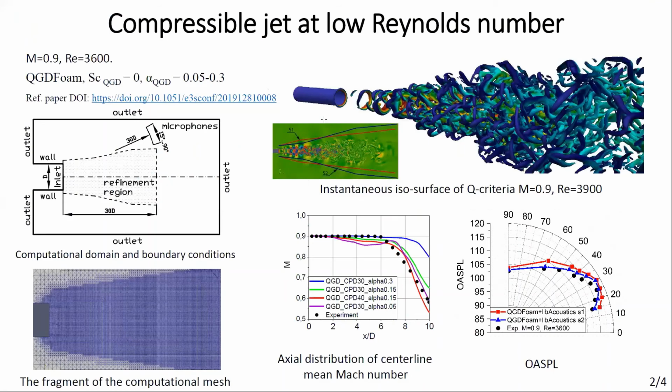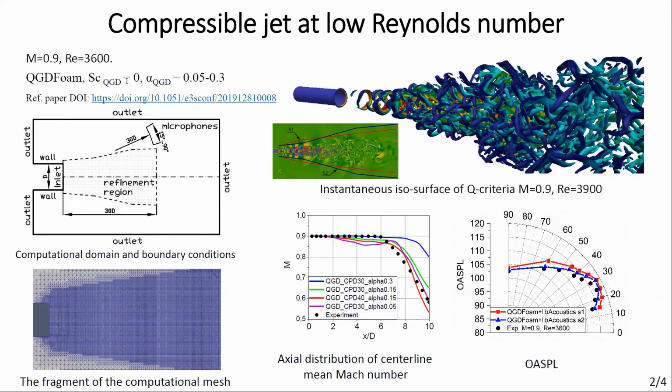This problem statement considers the problem of transonic and supersonic jets with the following initial data. Two tasks were considered. The first is Mach number 0.9 and low Reynolds number, and the second is Mach number 2.1 and moderate Reynolds number. For this task we use the QGDFoam solver.